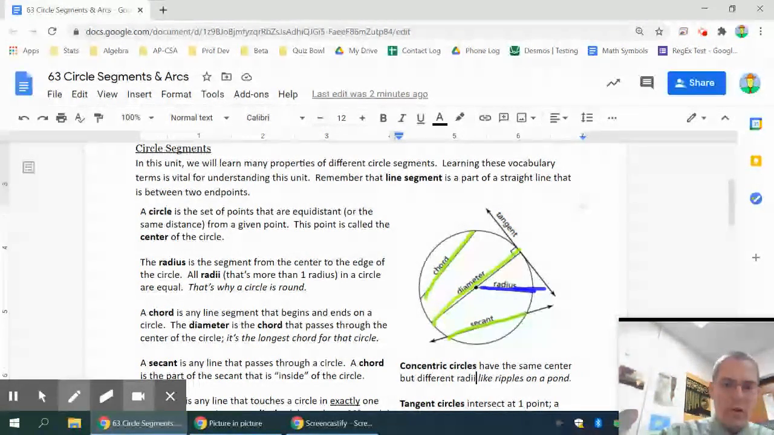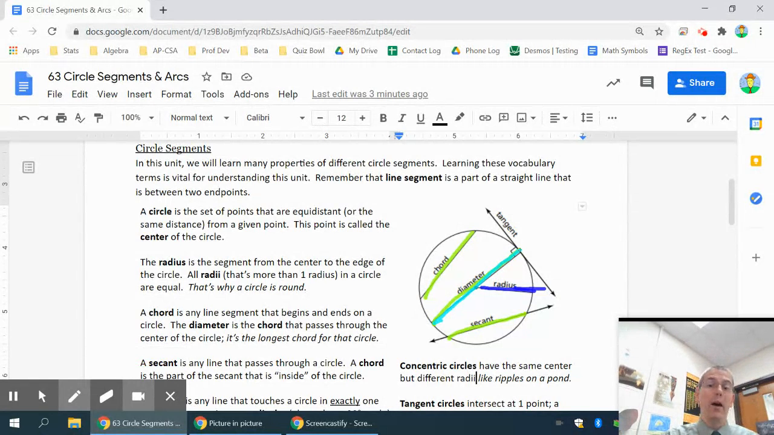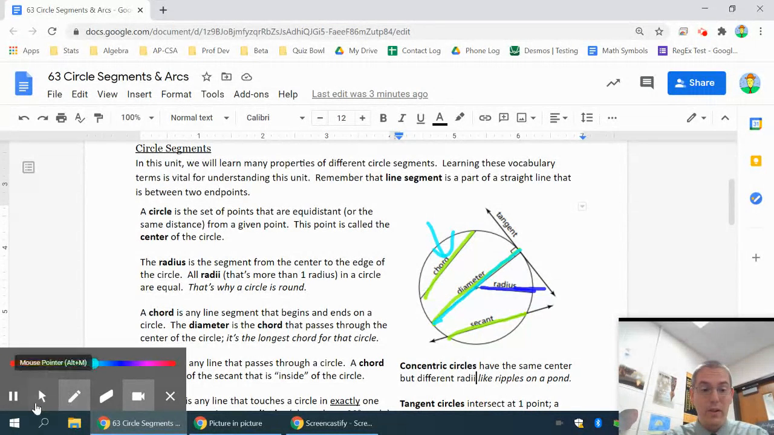Now, the difference between the chord and the diameter is the diameter has to be through the middle of the circle. So this one is both a chord and a diameter, but you could not say that this line over here would be a diameter because it doesn't go through the center. And it is true that the diameter, since it goes through the center, you can see pretty easily is the longest chord in the circle.